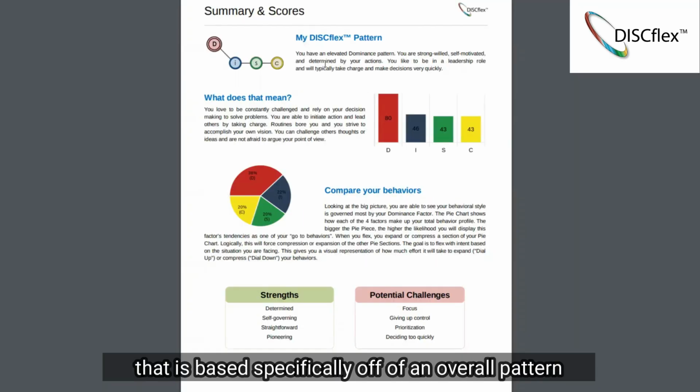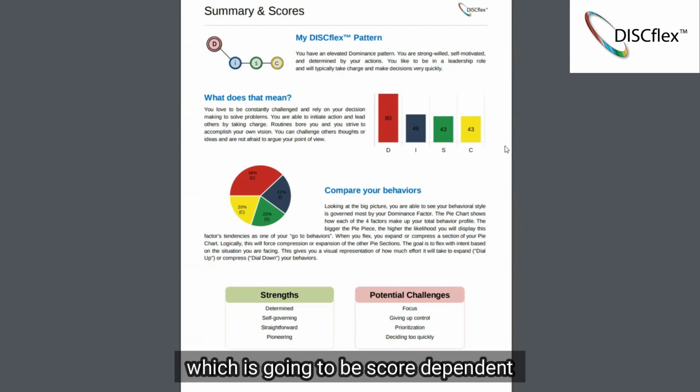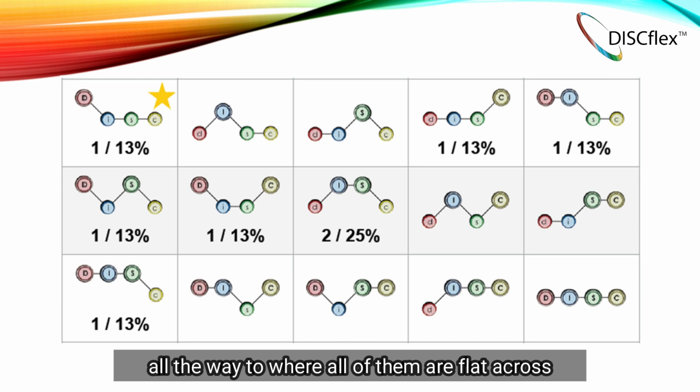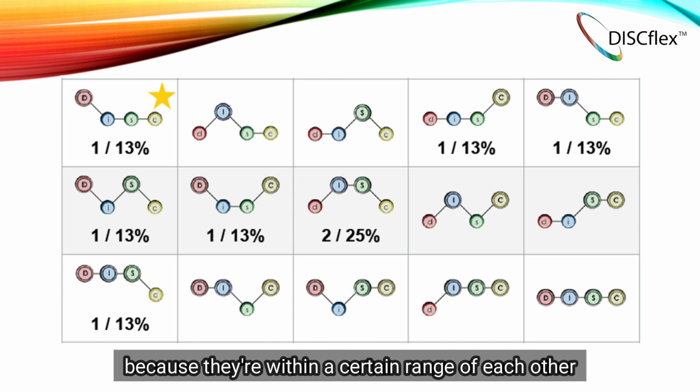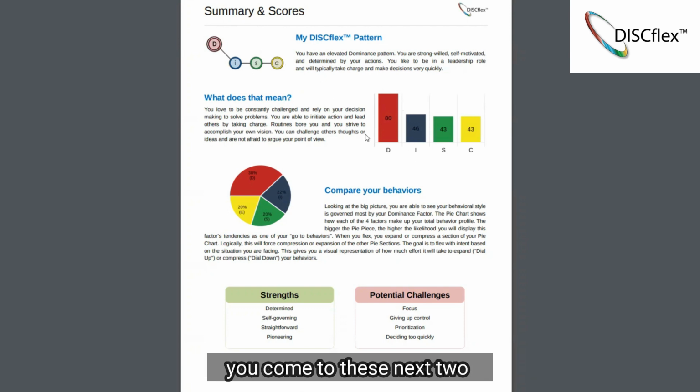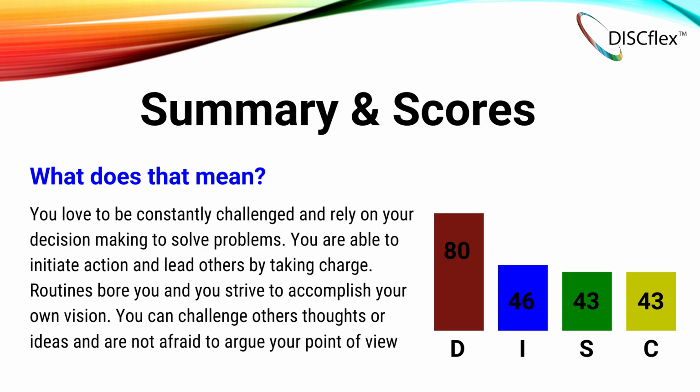That is based specifically off of an overall pattern, which is going to be score dependent on whether you have one elevated factor, two elevated factors, or even all the way to where all of them are flat across because they're within a certain range of each other. That's the very high level view. If you want the more detailed view, you come to these next two, where we can see that she is 80 dominance, 46 influence, 43 steadiness, and 43 compliance. So the rest of them are all pretty close together here, but that dominance really pops for Susan Sample.